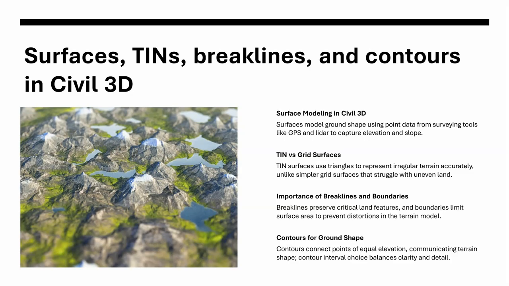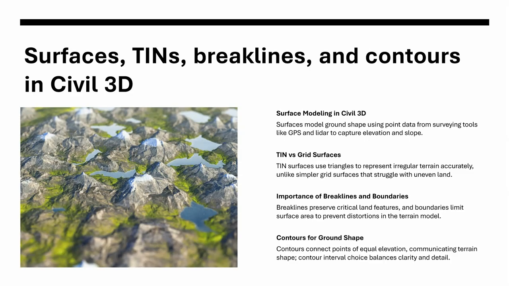But building a surface, again, is not just pressing a button. Raw data does not tell the whole story. Break lines must be added to preserve the shape of critical features. Ridges, streams, ditches, retaining walls. If break lines are missing, our surfaces will smooth over these features and misrepresent our land. Boundaries must also be applied, limiting the surface to the area of interest and preventing stray triangles from distorting our contours. And once our surface is created, it can be displayed with contours.